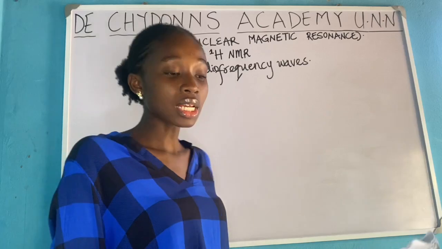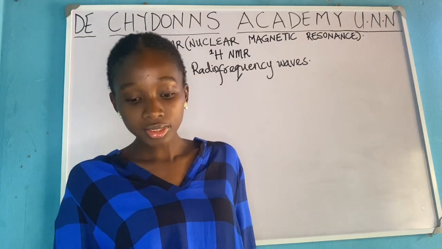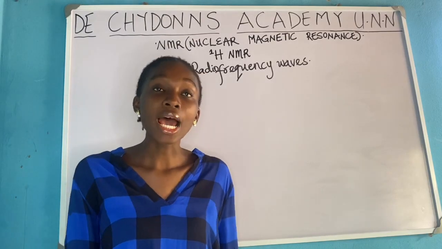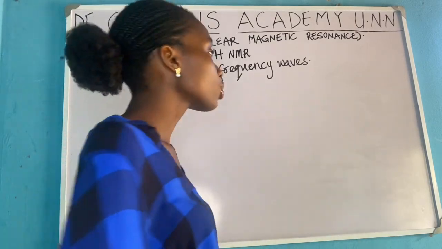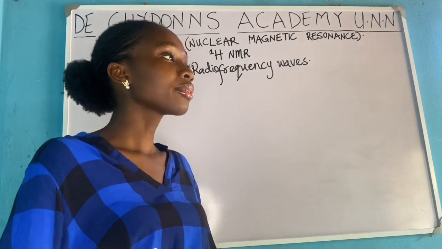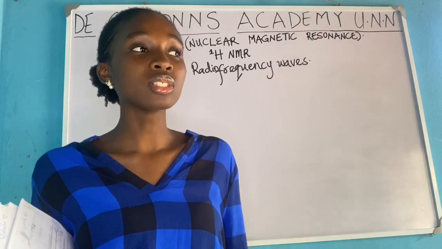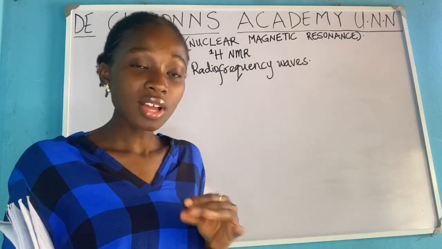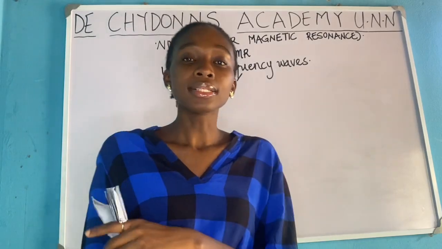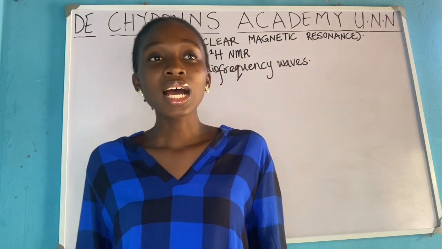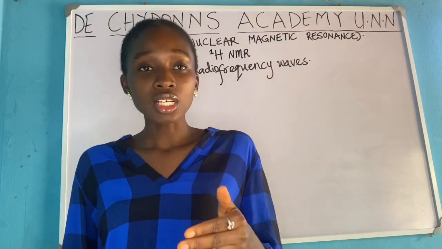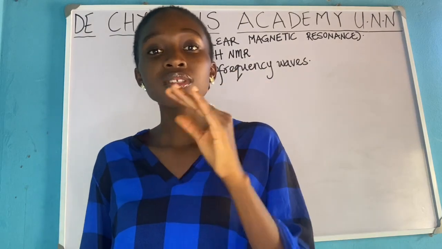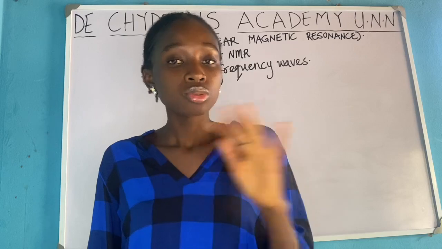NMR is concerned with the magnetic properties of certain atomic nuclei, majorly the 1H hydrogen and the 13C carbon. Before we start with NMR, we would like to know what type of molecules can take part in an NMR study. To emphasize, only nuclei that have a non-zero spin quantum number can take part in NMR. So if you have 0 as a spin quantum number, you cannot take part in NMR.